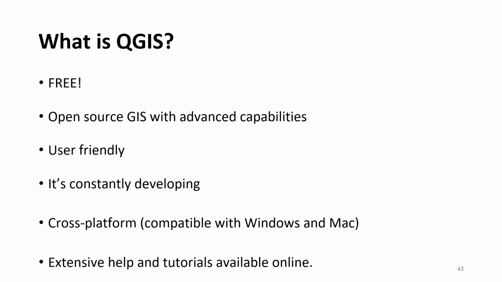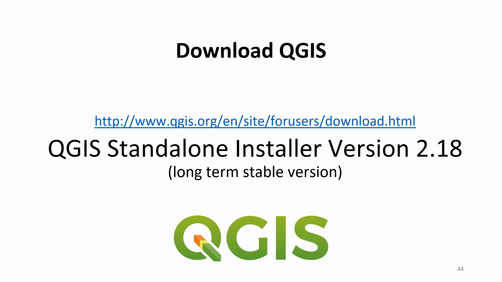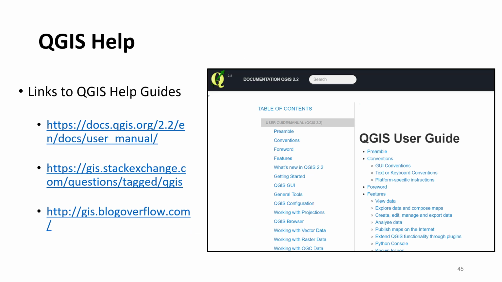QGIS is also compatible with both Windows and Macintosh, and there are a lot of official and unofficial sources of help and tutorials available online. QGIS can be downloaded from their official website. For our exercises, we will download the standalone 2.18 long-term stable version. Here are some links to help guides and tutorials that you may find helpful.